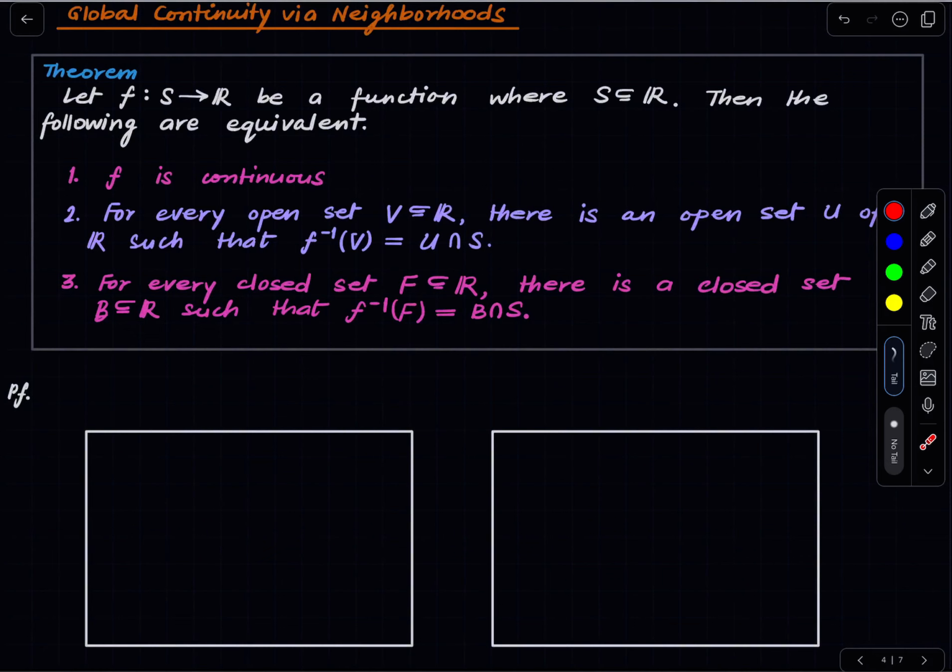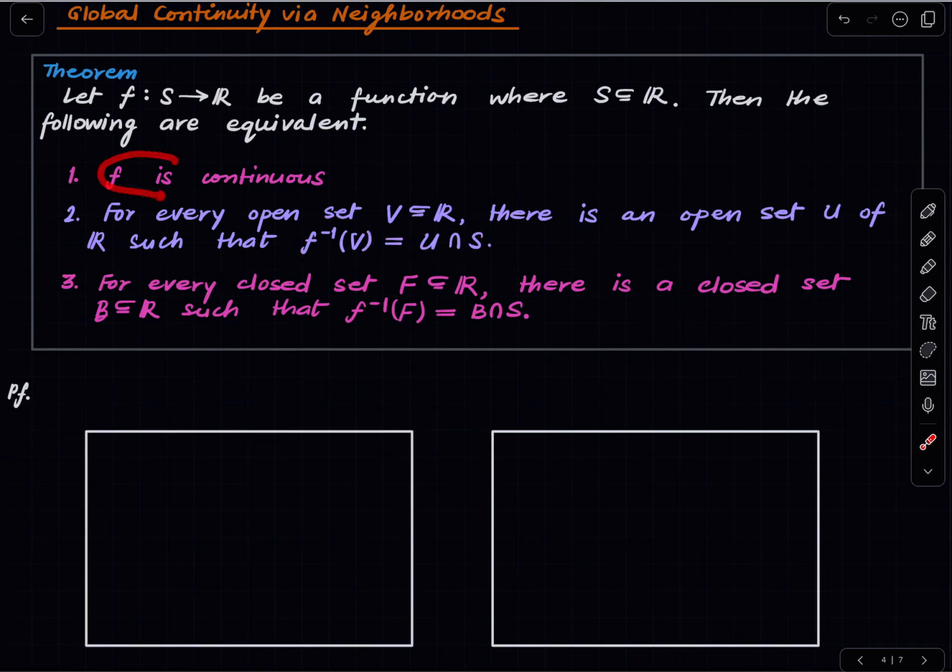But now this is much more interesting than the previous one. So fix a function from a set S to the reals, where S is a subset of reals. Then the following are equivalent. Let's just focus on the first two first. The first is that f is continuous, which is that f is continuous at every point of the domain, which is to say that the epsilon delta criterion is satisfied for every point in the domain. And the second statement is, let's be very, very careful about this. For every open set V, there is some open set U of R, of course, such that the pre-image of the open set is equal to this intersection. It's not contained or anything, it is equal to it.